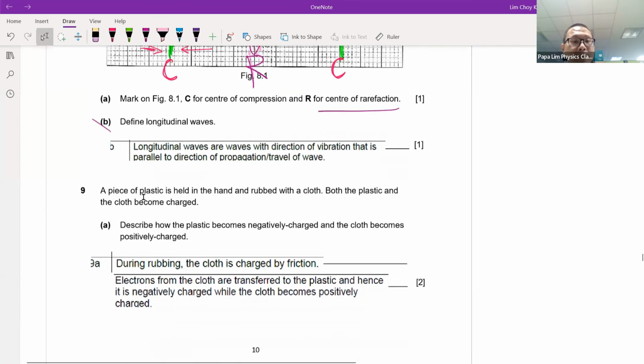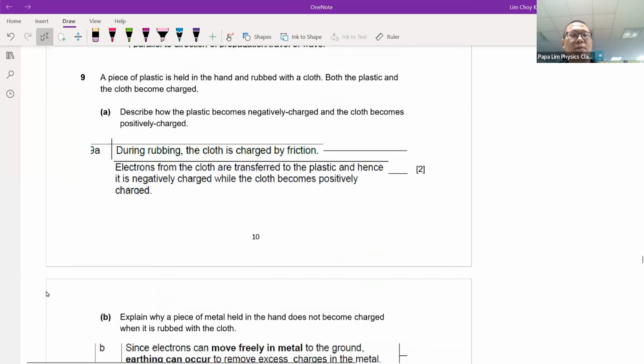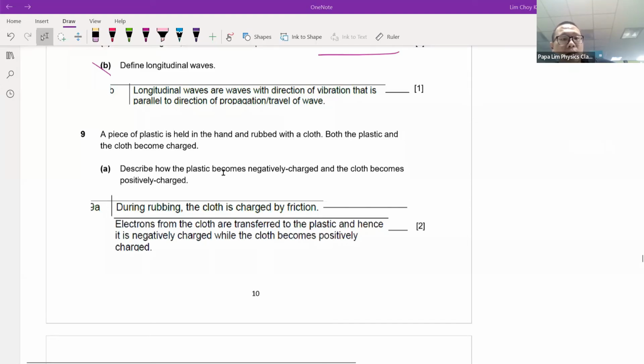Okay. Question 9. Question 9 is an electrostatic question. Okay, a static electricity question.